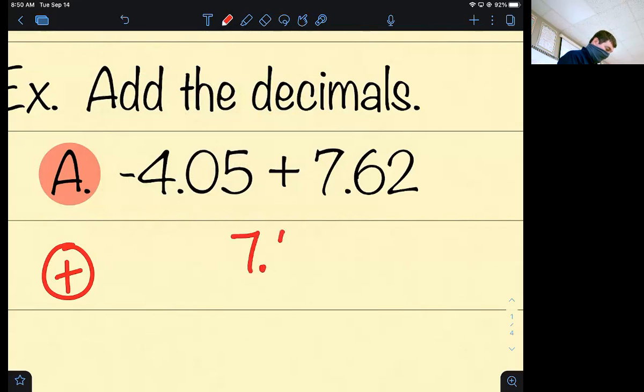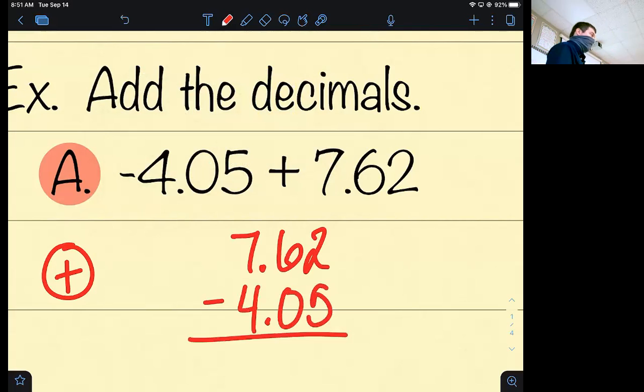Larger number minus smaller number. I mean, I wrote a subtraction sign, but I didn't write the negative that was in front of the four. I don't have to. I already know I'm subtracting. I already know the answer is going to be positive. So I don't worry about the negatives anymore.